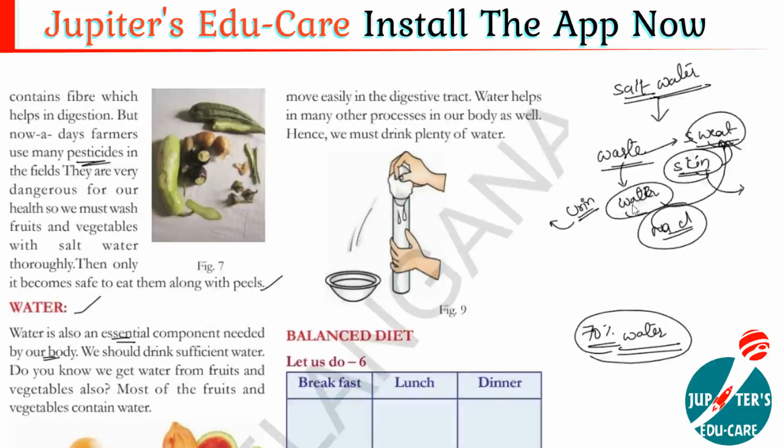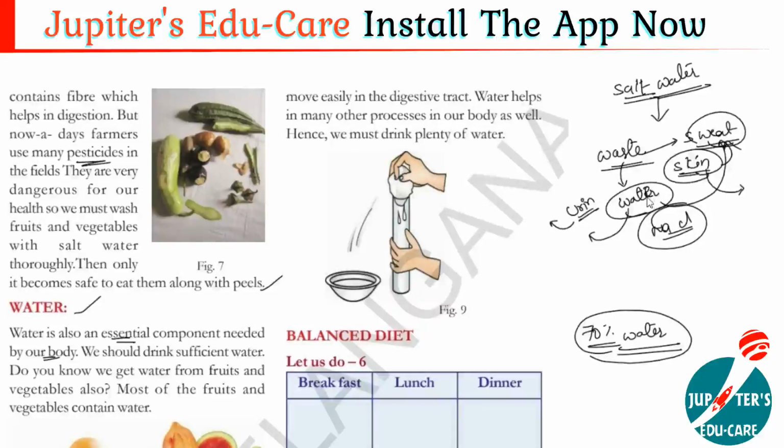Okay, the waste material is sent out in the form of urine, which means it regulates the waste material. In the form of sweat and in the form of urine, it is expelled out of the body with the help of water. So in this way, in various ways, water helps us. That's why, dear student, you must drink enough water.